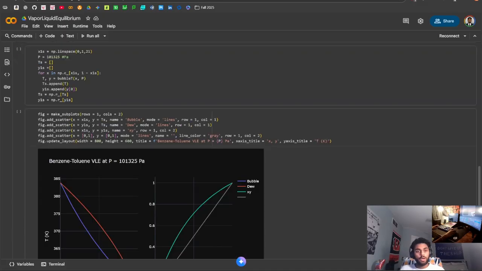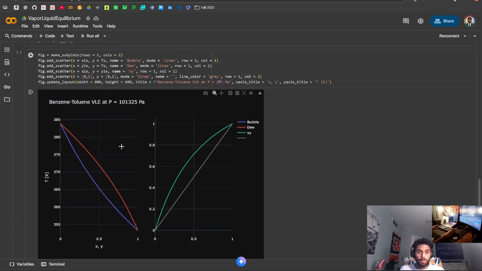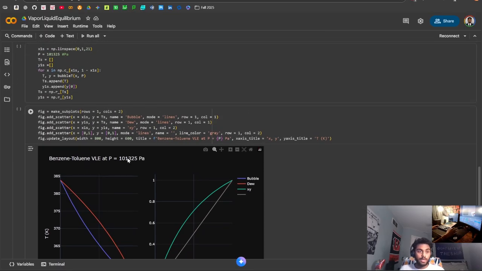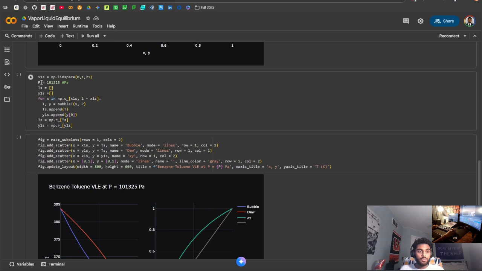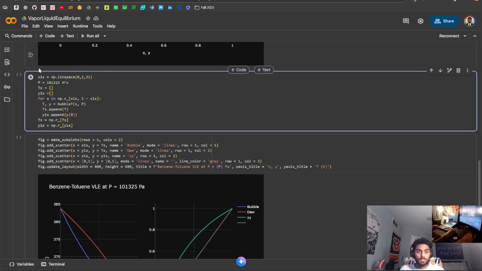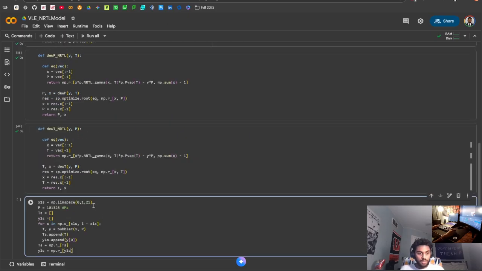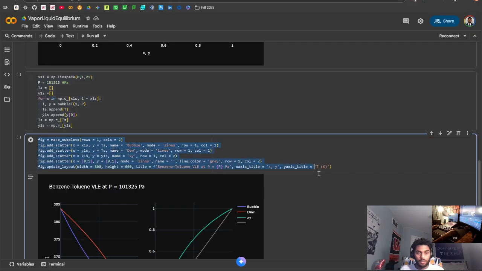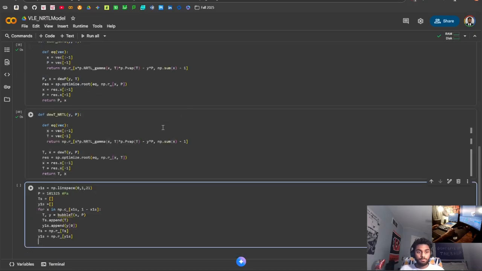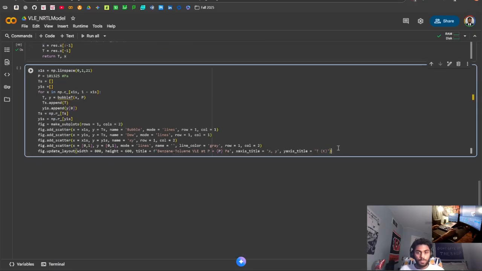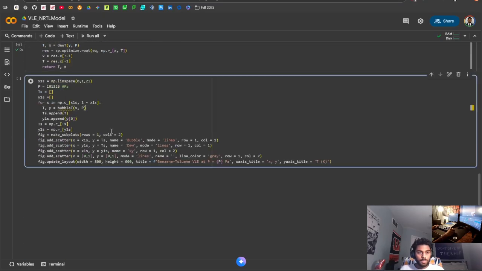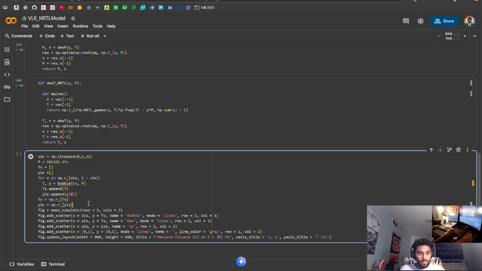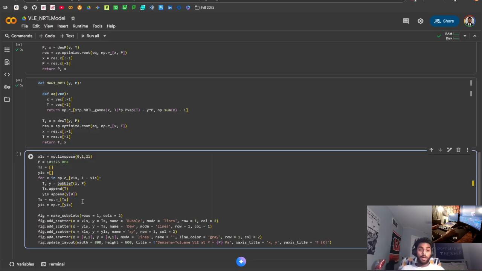Well, in a previous video, I did something very similar where we were using Raoult's law, so ideal conditions, to create this. So I'm just going to use this as a template. I'm going to take this and I'll explain what all of this does in just a moment. And then we want to make this figure. Now here's the thing with this bunch of code that we have here.